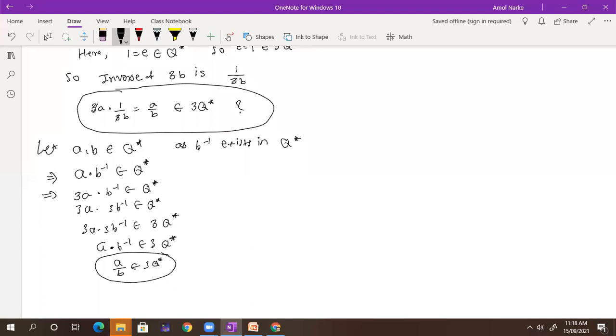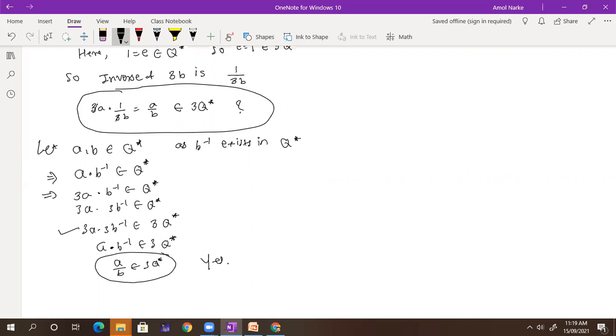Got it? So, Sir, can you tell the last part? This one or this one? A divided by B belongs to 3Q star. It's B inverse. I just write down 1 upon B. And what can I write about the inverse? The second last, A into B inverse belongs to 3Q star. You understand up to this?